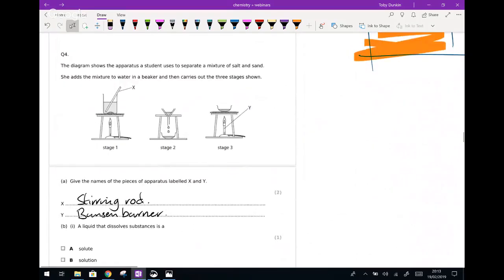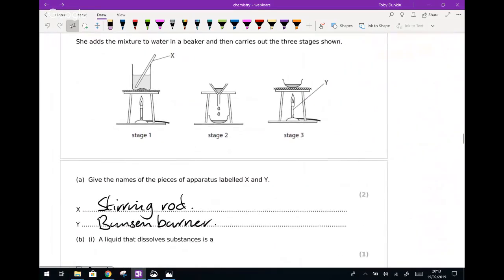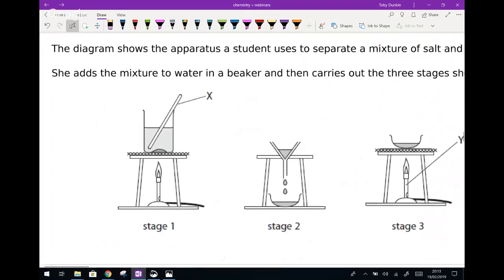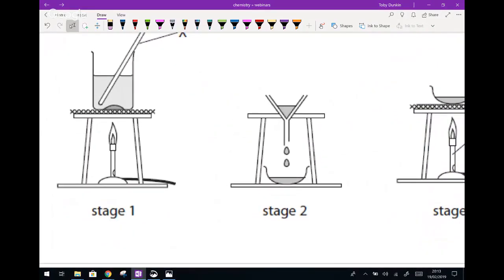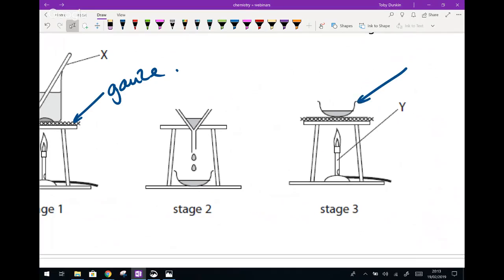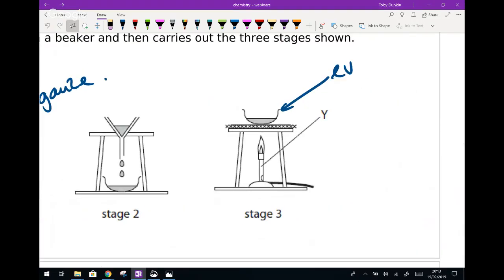Question number 4, give the name of the apparatus. I'm sure everyone felt this was a nice easy question. Stirring rod for X, Bunsen burner for Y. Just to go a little bit further, other questions that sometimes students are tripped up by: that is a gauze. And of course, this one, everyone gets this wrong. It's an evaporating basin. Next.